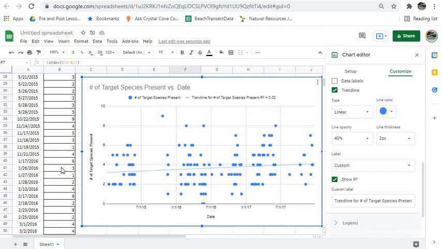So those are just a few ways to help you better understand variation in your data and try to decide if your results are statistically significant or more likely to be due to random chance.